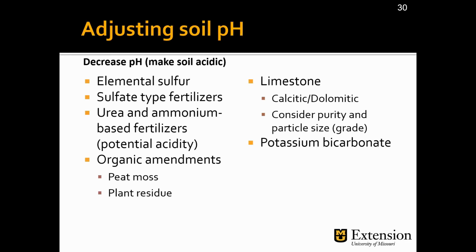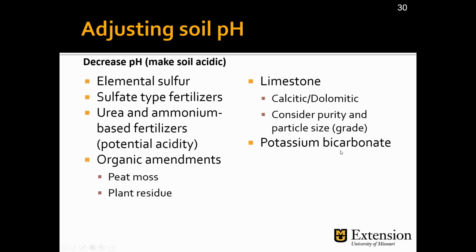I apologize, it should say here "to increase the pH," and it didn't come up. To increase the pH, let's say you have a pH that's too acidic, like 4, and you want to bring it up to 6, you're going to use limestone, and we have different types of limestones: calcitic and dolomitic. Calcitic is just calcium. Dolomitic has calcium and magnesium in it. The purity and the particle size tell you how quickly this limestone is going to change the pH. The coarser the limestone, the longer it's going to take for the pH to change.